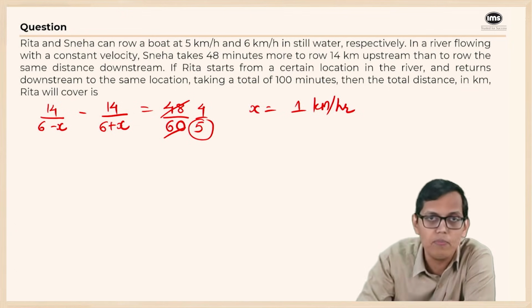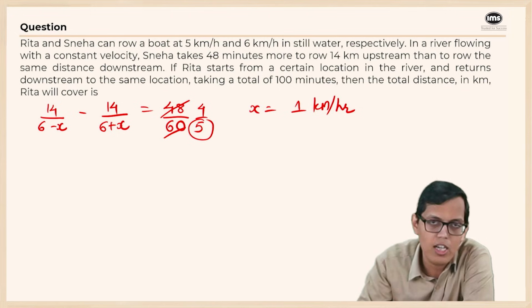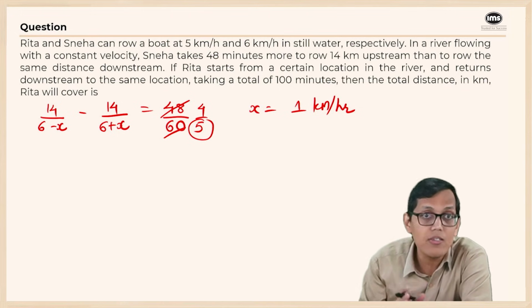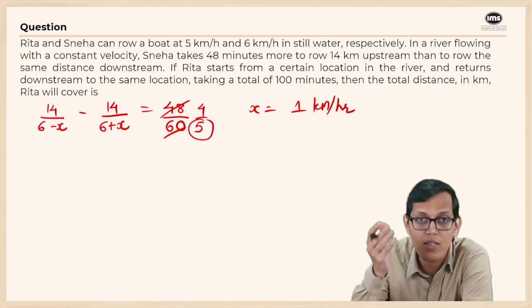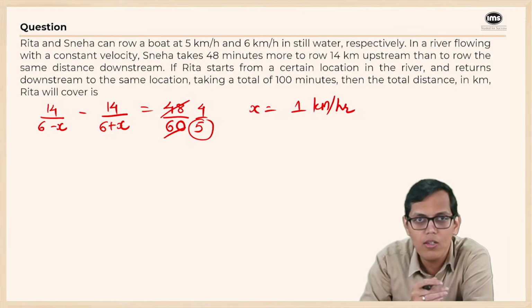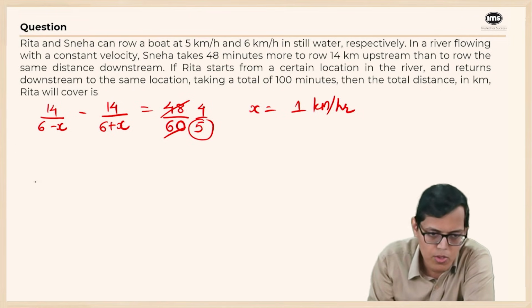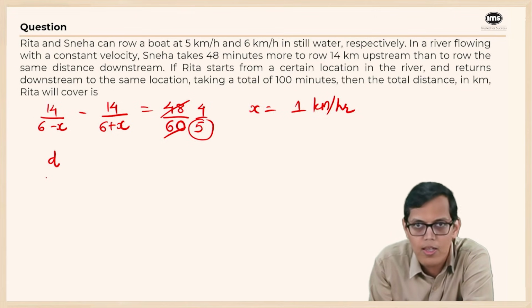Now let's focus on Rita. Rita starts from a certain location in the river. So we don't know the location. That means we don't know the distance covered by Rita as well. And she returns downstream to the same location. Basically, she goes upstream for a distance, let's say d, comes downstream, again the distance d, and she does everything in 100 minutes.